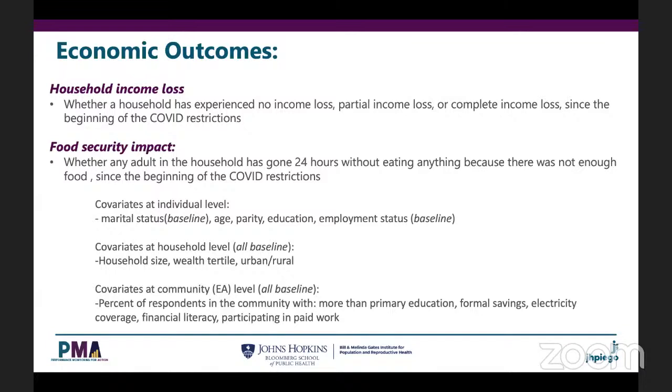And then the other thing I wanted to comment on is the time frame since the beginning of the COVID restriction, because that is a little bit different by country, depending on when restrictions on movement were put in place and when we conducted our phone interviews. In our geographies, that ranges from about 4 weeks in Kenya to closer to 8 weeks in Burkina Faso. So the timeframes are slightly different when you're looking at the countries next to each other.